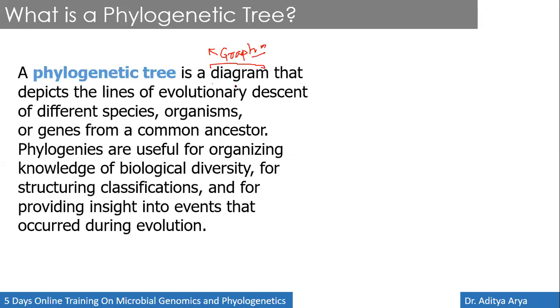But mathematically, it is a graph that depicts the lines of evolutionary descent of different species, organisms, or genes from a common ancestor. So you should remember the fact that a phylogenetic tree may not be representing the evolutionary descent of organisms, but sometimes it may also represent the evolutionary descent of genes itself, right? And it requires not only the knowledge of protein sequence and DNA sequence, but it also requires the knowledge of biological diversity. It also requires the knowledge of classification, phenotype, as well as evolutionary process.